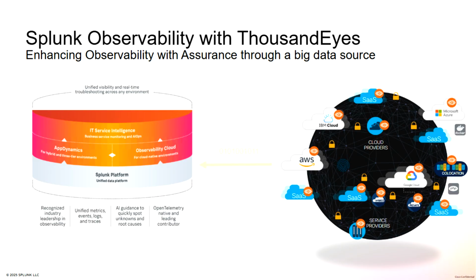Now, Splunk Observability Cloud is incredible at telling you what is happening from the moment that request hits your application all the way through your infrastructure, whether that's real user monitoring, traces, metrics, logs, that full-stack visibility on the things that you own and operate. But what about everything before that request actually hits your application? The user's ISP, the internet path, the cloud provider's edge, the SaaS dependency that your application calls on. That's where ThousandEyes comes in. ThousandEyes acts as that big data source for the parts of the journey that you don't control, and it feeds that visibility right alongside your Splunk data.